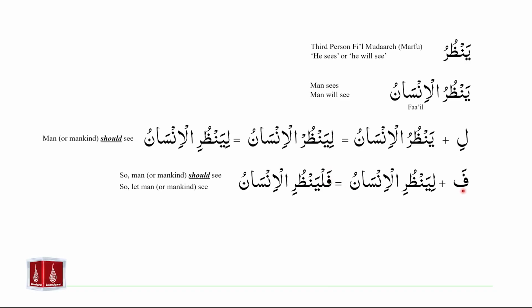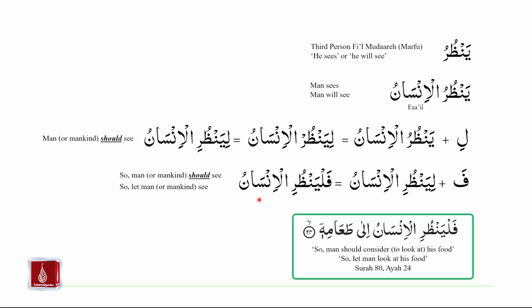So we will not say falyanzuril insanu, but we will say falyanzuril insanu. And the translation becomes "so man should see" or "so let man see." And we see examples of falyanzuril insanu in the Holy Quran. In Surah number 80, ayah number 24, we see the use of falyanzuril insanu. So man should consider to look at his food, or so let man look at his food.